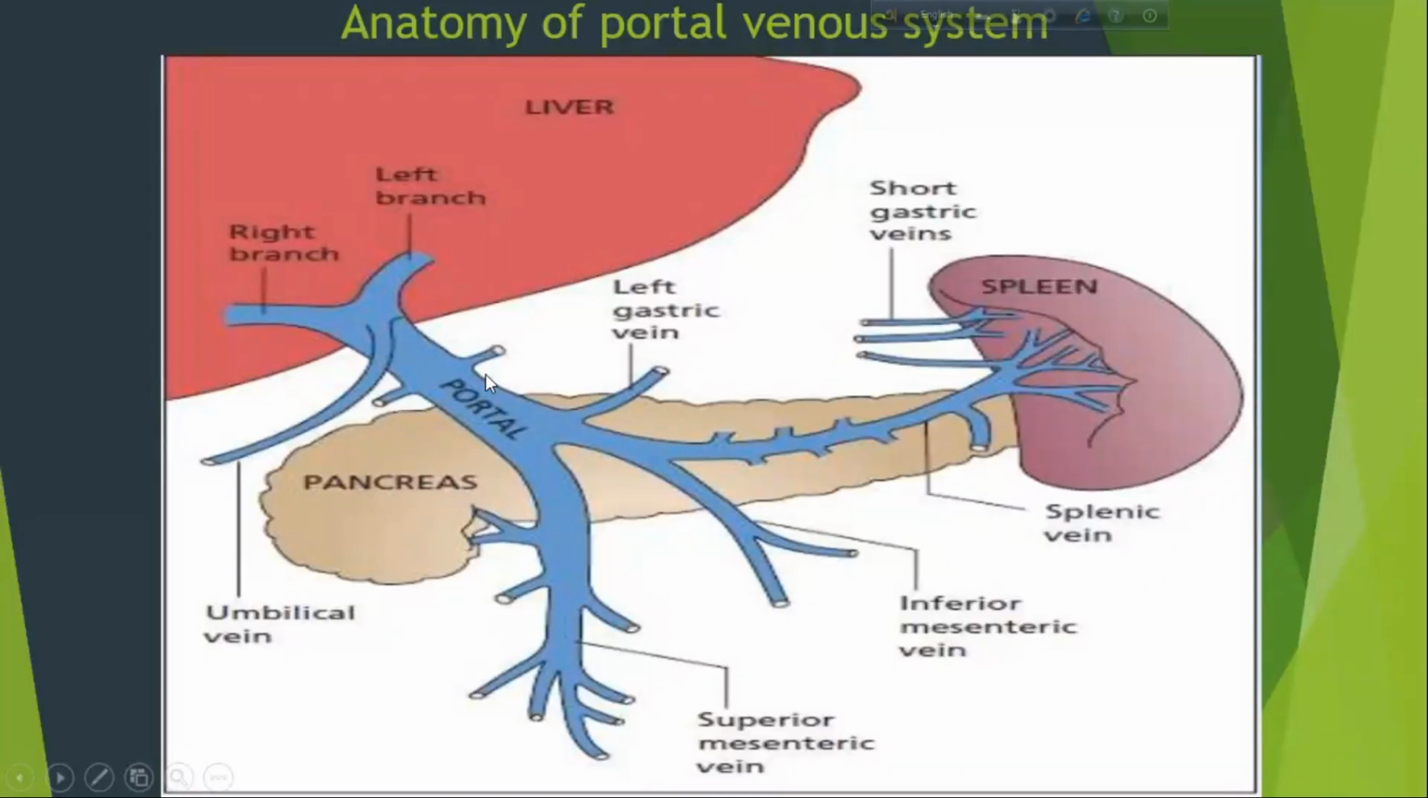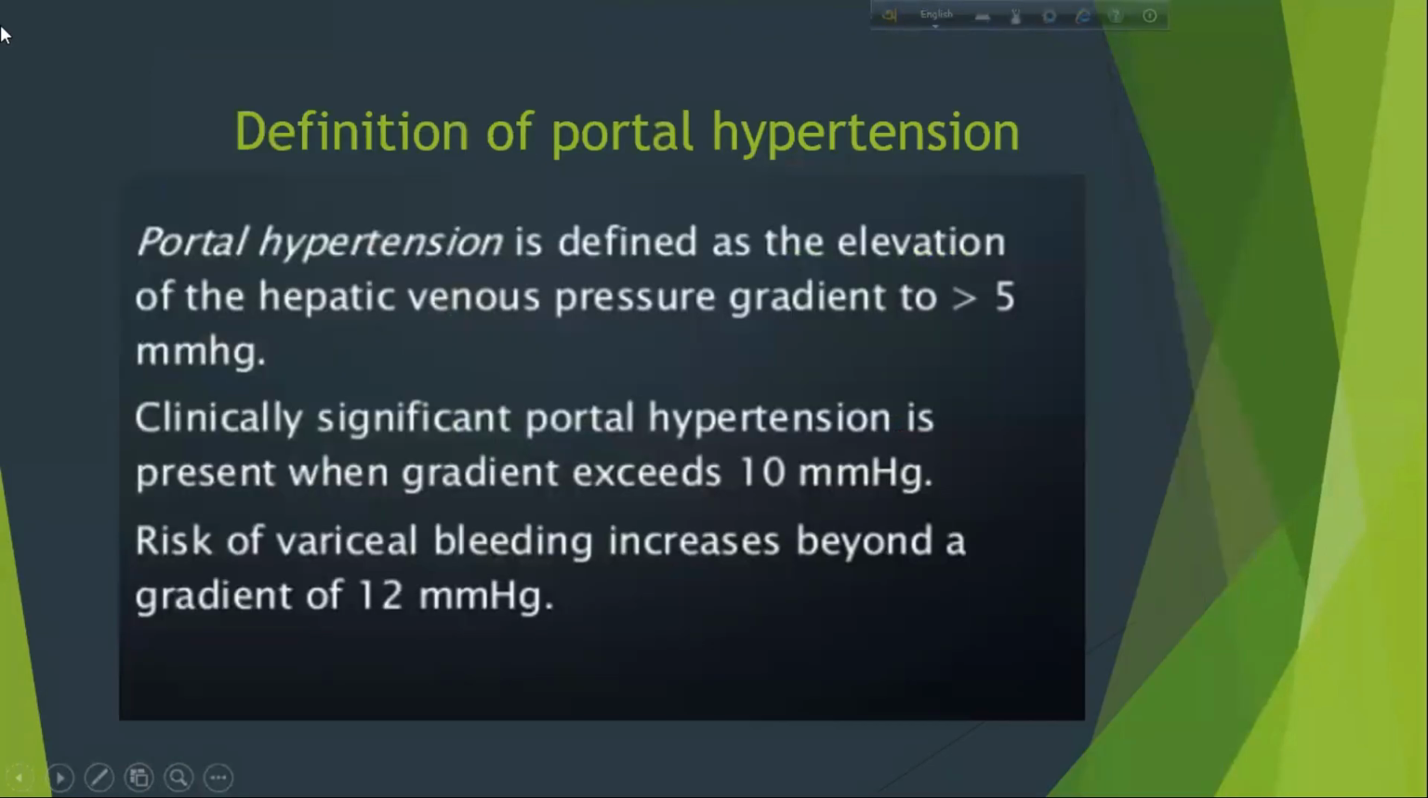Now, the definition of portal hypertension. Portal hypertension is defined as the elevation of the hepatic venous pressure gradient more than 5 millimeter of mercury. Clinically significant portal hypertension is present when the gradient exceeds 10 millimeter of mercury. Risk of variceal bleeding increases beyond a gradient of 12 millimeter of mercury.